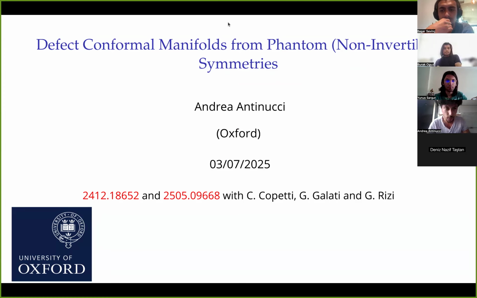Today I want to talk mostly about the second paper here, which I wrote with these amazing collaborators: Christian Copetti, who is also here in Oxford, Giovanni Galati, who is in Brussels, and Giovanni Rizzi, who is in Paris. Some of the ideas were already in a previous paper, but today we'll mostly focus on this paper here.